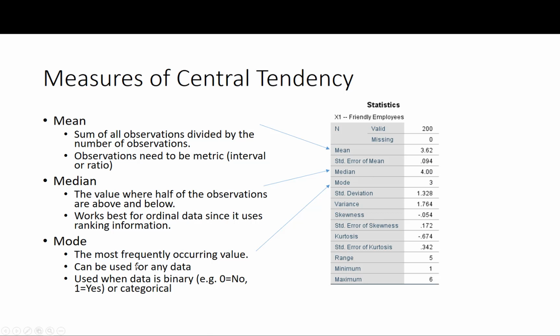Mode, on the other hand, is the most frequently occurring value. It can be used for any type of data, but tends to be used for binary or categorical data. In this case, the mode is 3, which is below the mean and also below the median. Modes are most often used with categorical data, such as males and females, and are often reported more in percentages than in counts.